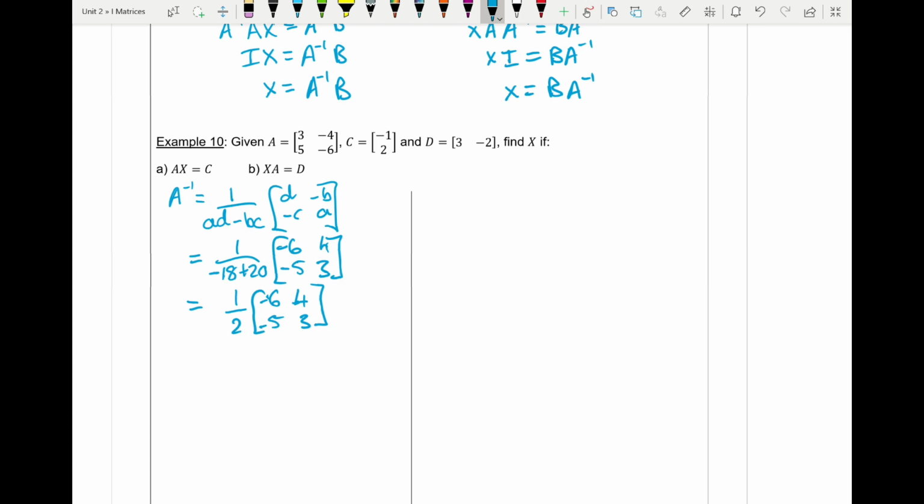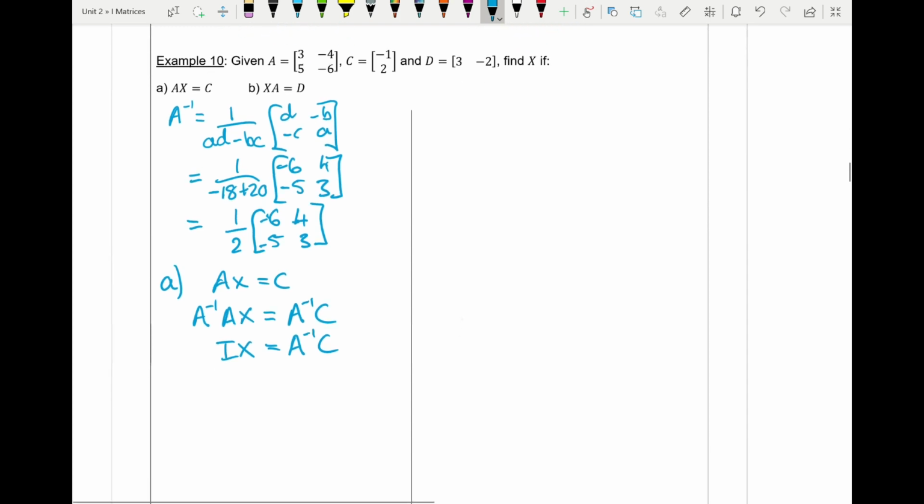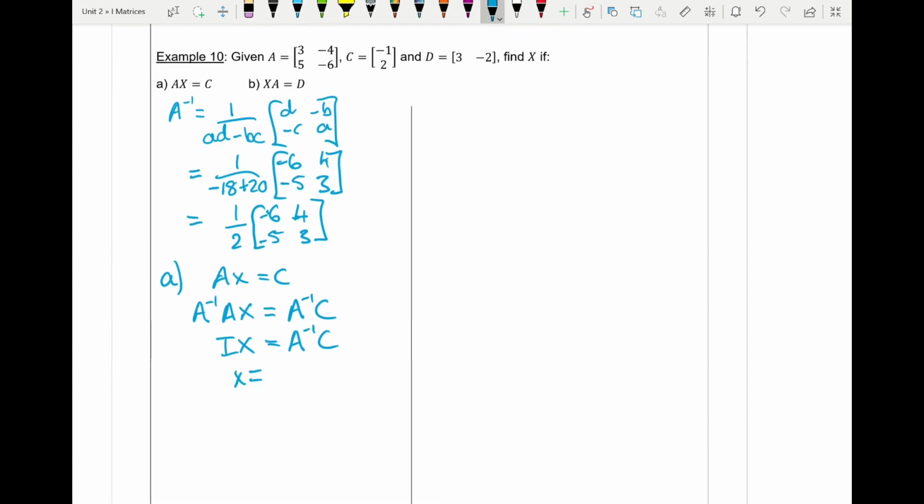So, part A, we want to get X on its own. So the way we do that is multiply by A inverse on the left-hand side. And so we get identity times X is equal to A inverse times C. And so X is just A inverse times C. So we're going to get here a half of negative 6, 4, negative 5, 3, multiplied by negative 1, 2.